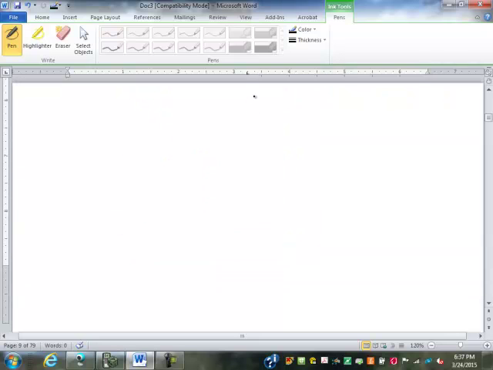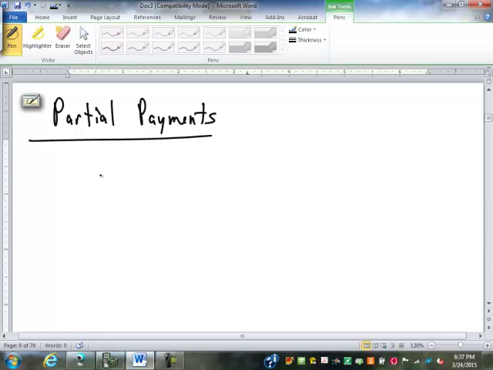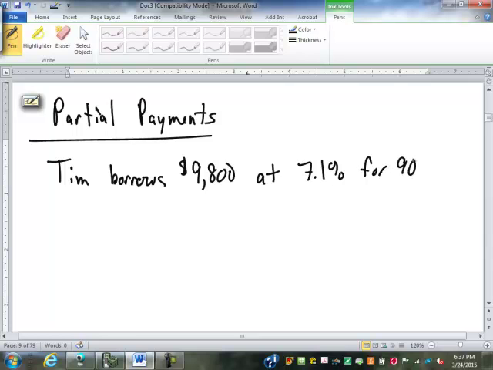The next thing we're going to talk about is making partial payments back on borrowed money like that. For example, let's say Tim borrows $9,800 at 7.1% for 90 days.